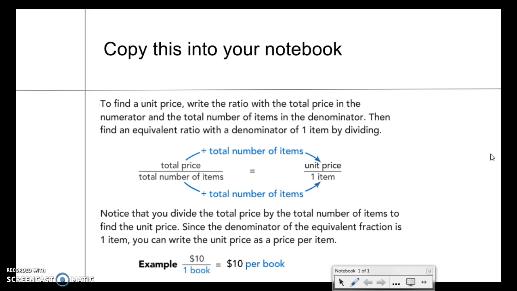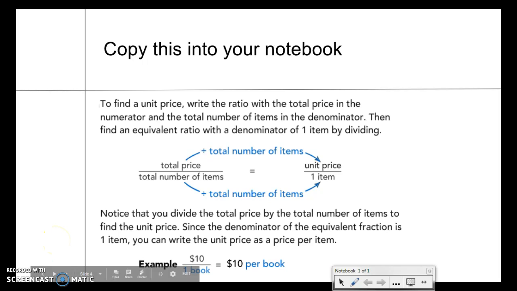Okay. I know you're going to grumble about how much you copy down, but this is important information as well. To find the unit price, write the ratio with the total price in the numerator and the total number of items in the denominator. Then find an equivalent ratio with a denominator of 1 item by dividing. So, here's what it looks like. You have your total price, divide by the total number of items, and then you have your unit price.